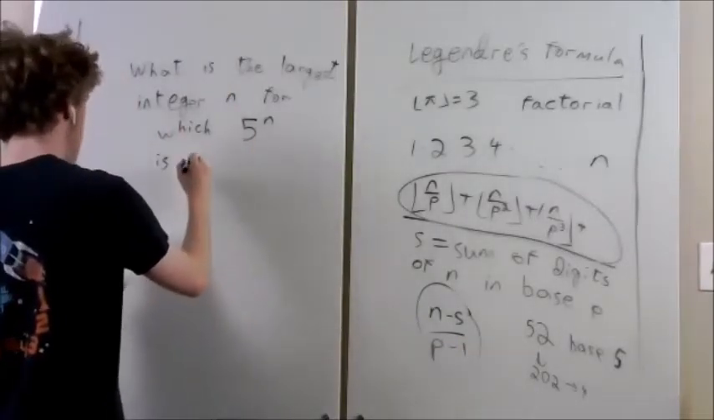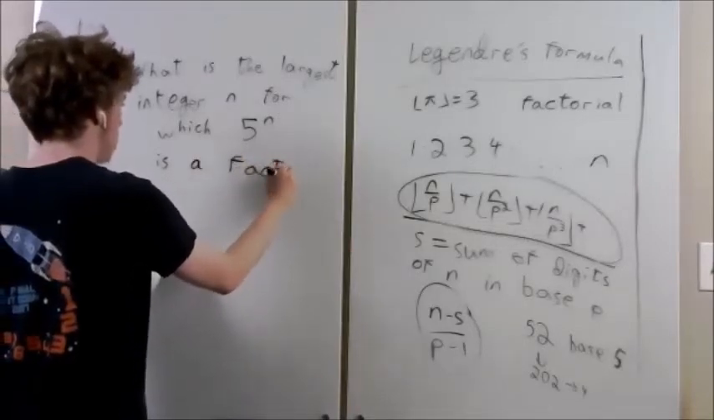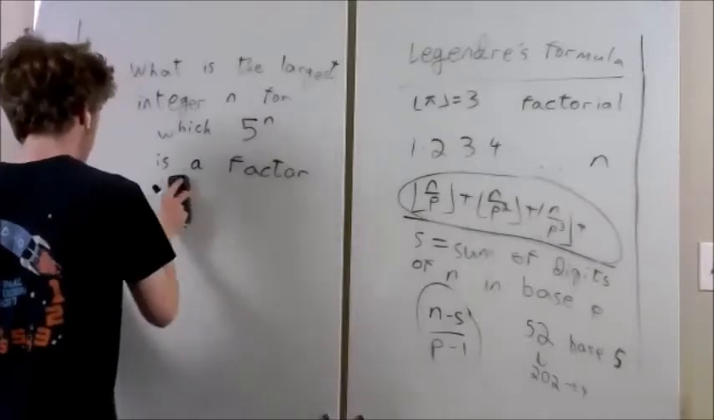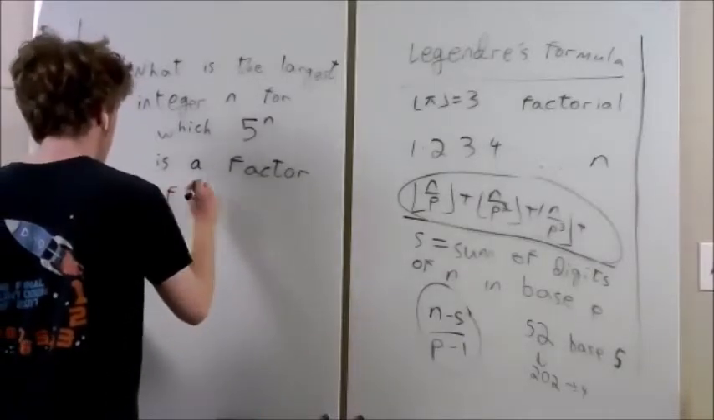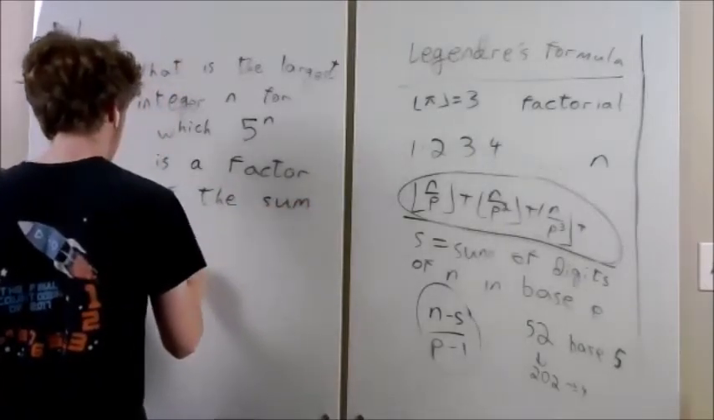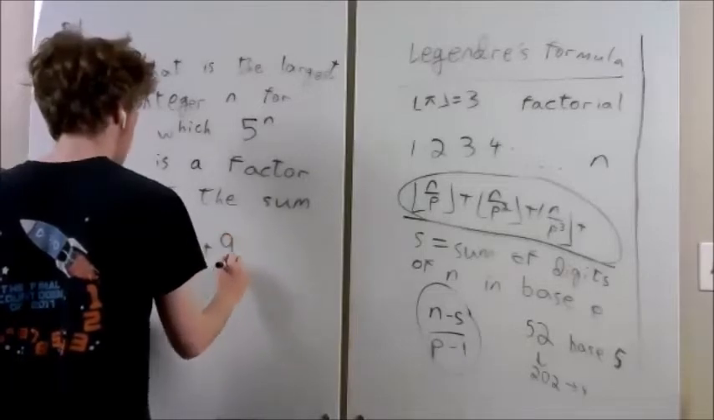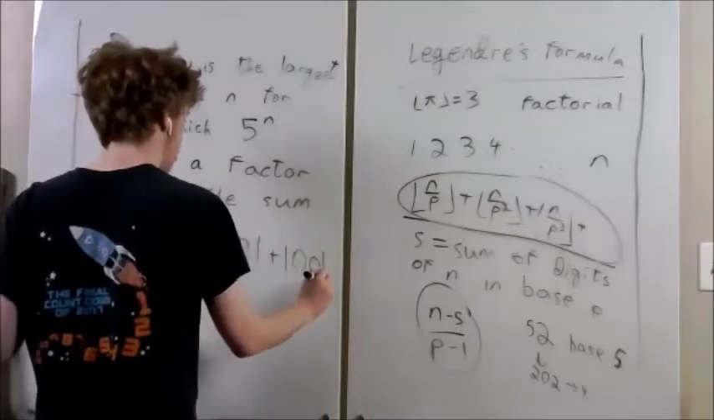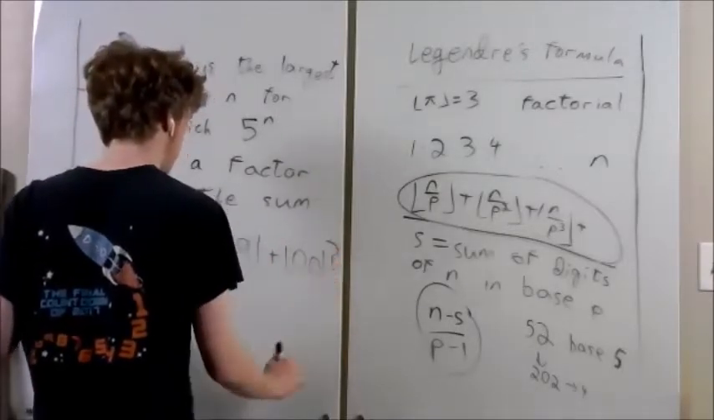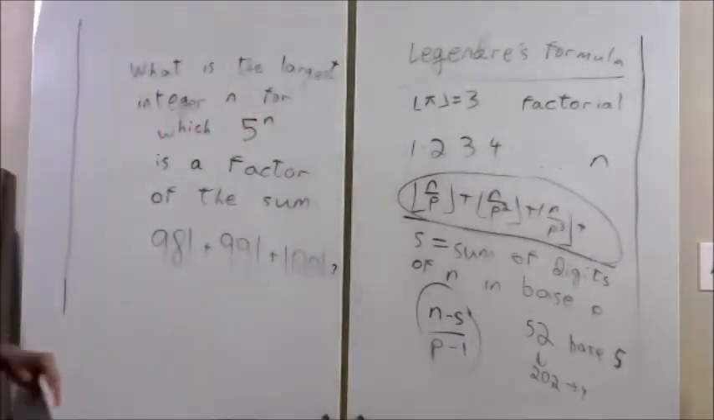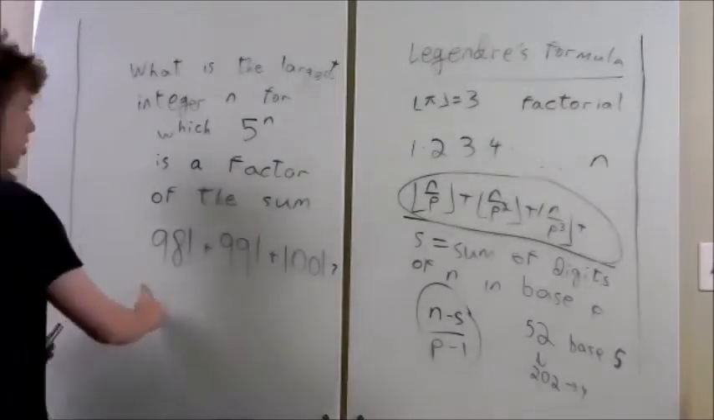So for which n is 5 to the n a factor of the sum 98 factorial plus 99 factorial plus 100 factorial? Or equivalently, you could just ask, what's the power of 5 in the prime factorization of this number?